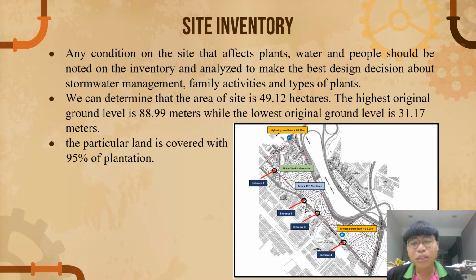We can determine that the area of the site is 49.12 hectares. The highest original ground level is 88.99 meters, while the lowest original ground level is 31.17 meters. The particular land is covered with 95% plantation, as you can see in this map.